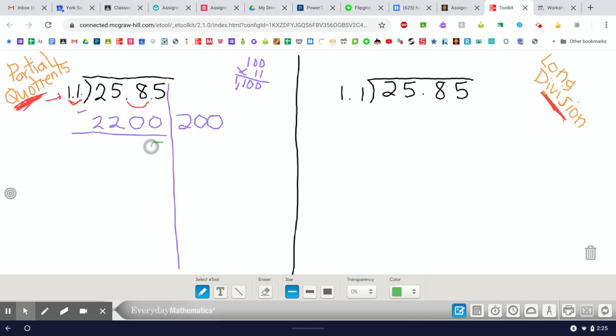5 minus 0 is 5. 8 minus 0 is 8. 5 minus 2 is 3. And 2 minus 2 is 0. So that leaves us with 385. We ask ourselves again, same question now. How many 11s are there in 385?